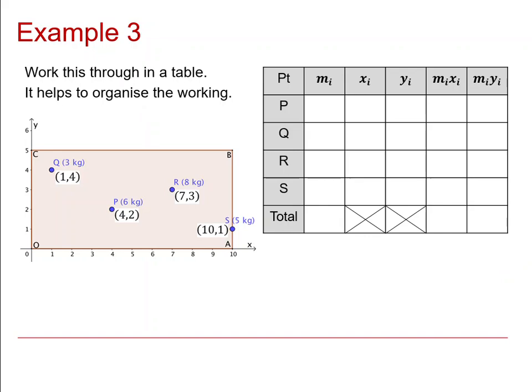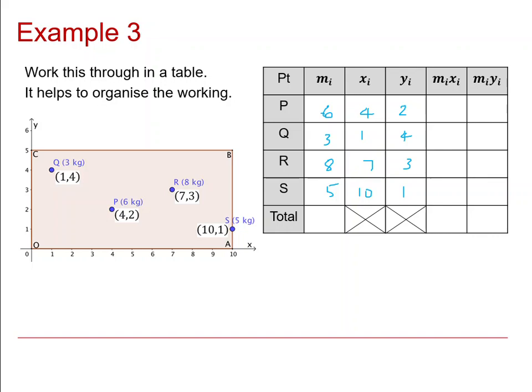So there's the information. Now we transcribe what we've got. We've got P is 6 for the mass. We've got Q is 3. We've got R is 8. And we've got S is 5. And then for the coordinates, P 4, 2, Q 1, 4, R 7, 3, and S is 10, 1.